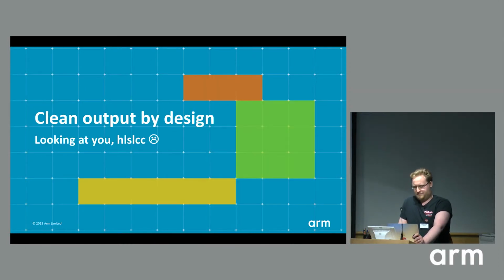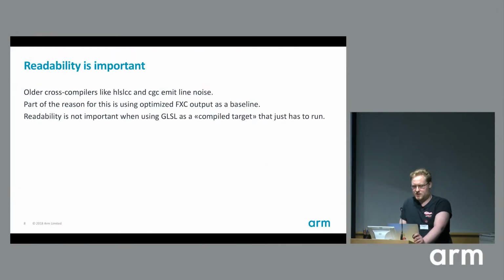So clean shading language output is something that cross-compilers are really bad at, or have been really bad at. For example, HLSL CC is the perfect example for this. And I think readability is important, especially since SPIR is so clean that you can get good output. You can get almost a one-to-one match, GLSL to SPIR to GLSL. And I think that's pretty important, because most of the older cross-compilers went through FXC DX bytecode, which looks really weird, and then try to translate it to high-level code, and it's basically line noise.